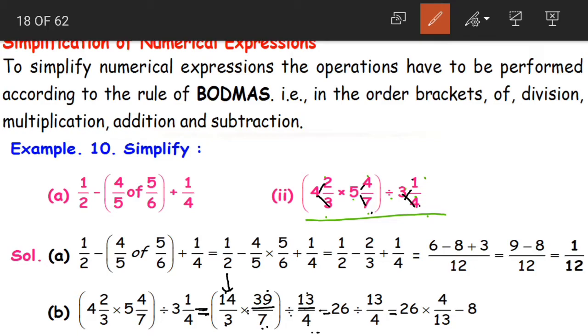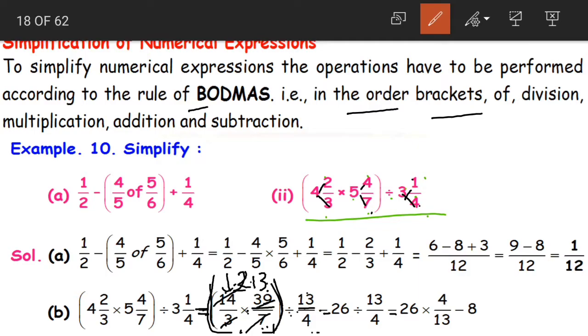Again here we are having multiplication and division. Which to solve first? We need to solve this part first. Why? Because it is in brackets, and in the order of BODMAS, brackets come first. So whatever terms are in the brackets, we'll solve them first. We know that 7 1s are 7, 7 2s are 14, and 3 1s are 3, and 13 3s are 39. So both the denominators got cancelled, and in the numerator we are having 2 into 13.